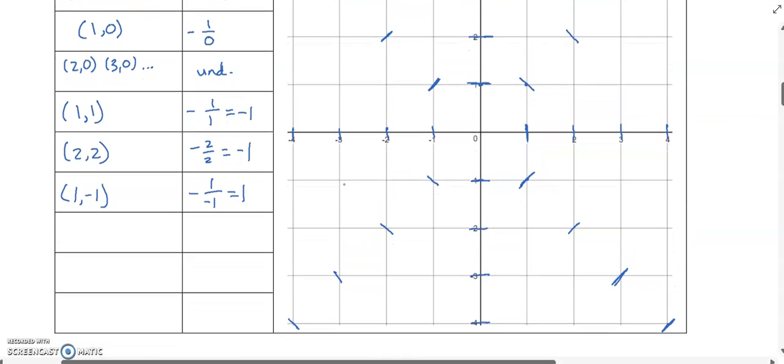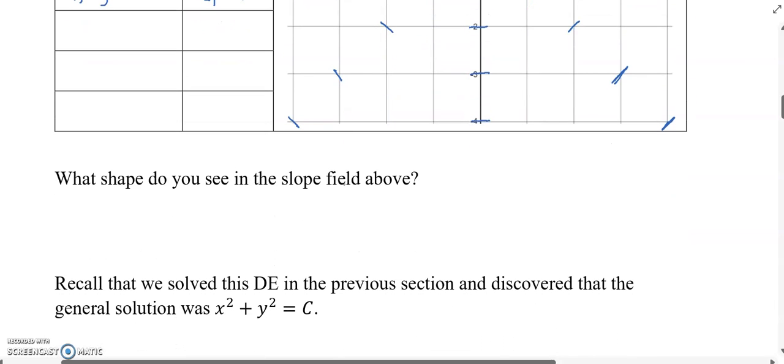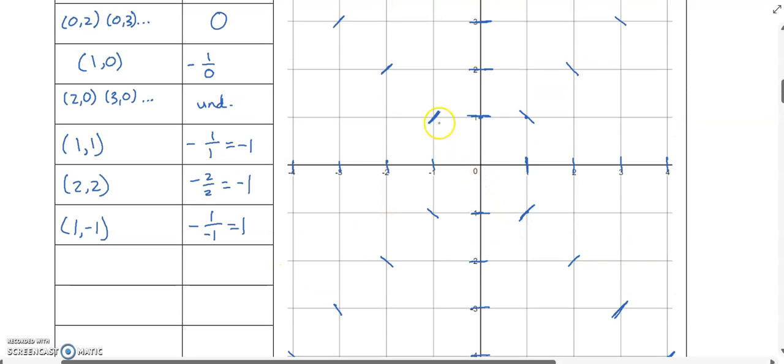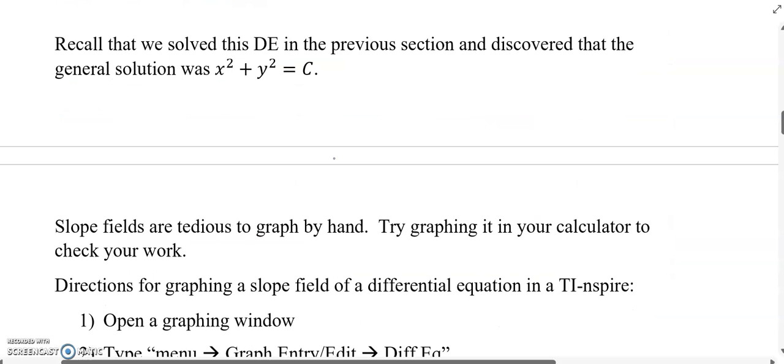And if you don't see the shape, then remember the general solution we had, x squared plus y squared equals c. And in fact, one of our particular solutions was x squared plus y squared equals 25. I hope you recognize these as the equations of circles whose center is at the origin. And you can imagine lots of different circles centered at the origin, and each one of these little tangent line segments would be tangent to one of those circles. Okay, so we can see what that looks like.